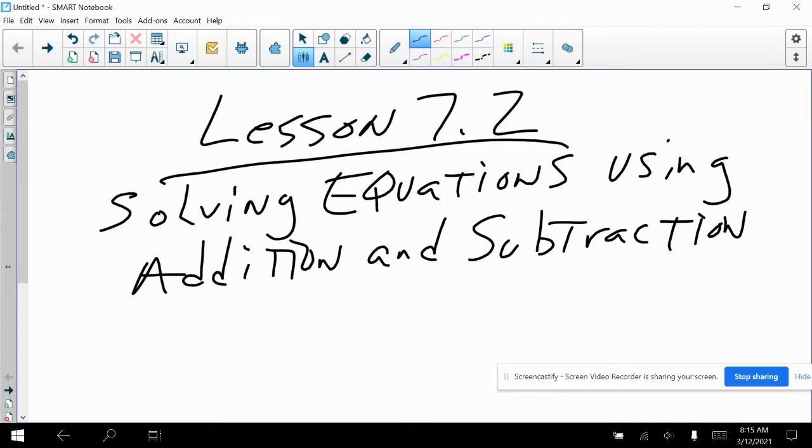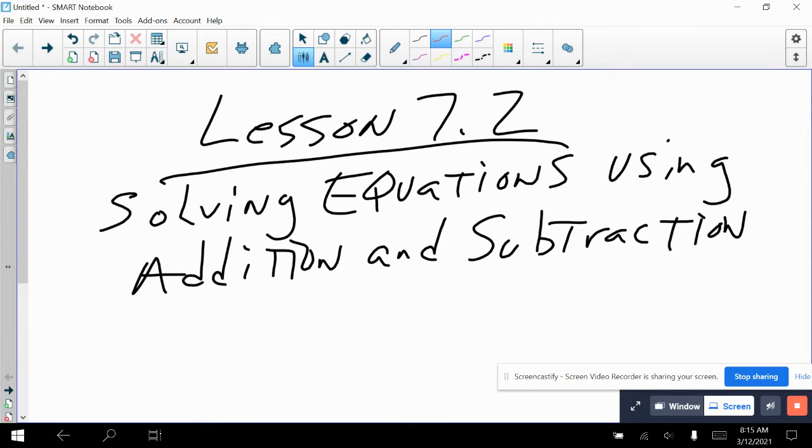Okay, lesson 7.2 today will be involving solving equations. We're going to get into that today using addition and subtraction. There are some properties that we will discuss because you're going to have to know those as well. Okay, so we're going to start off easy here with addition and subtraction.